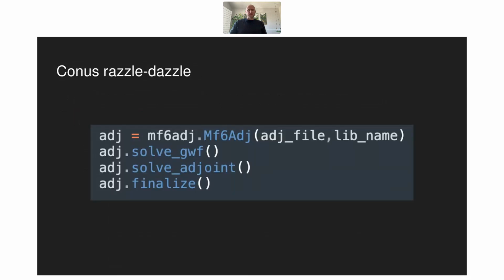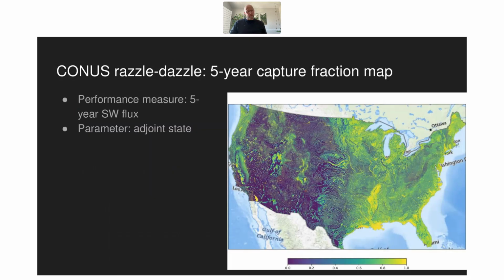Grab them off the internet, apply this tool. Same type of code. It's just now we're looping through and solving this equation for each one of those little sub-models that cover the continental US. And so there you go. That's a 5-year surface water flux performance measure. And that's the well capture fraction map, essentially.